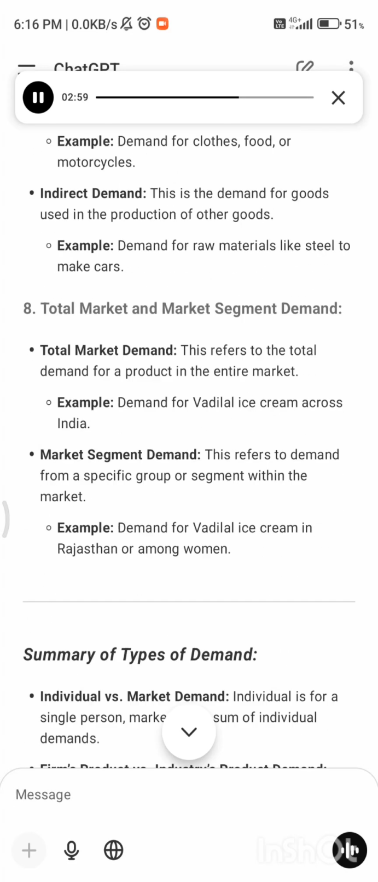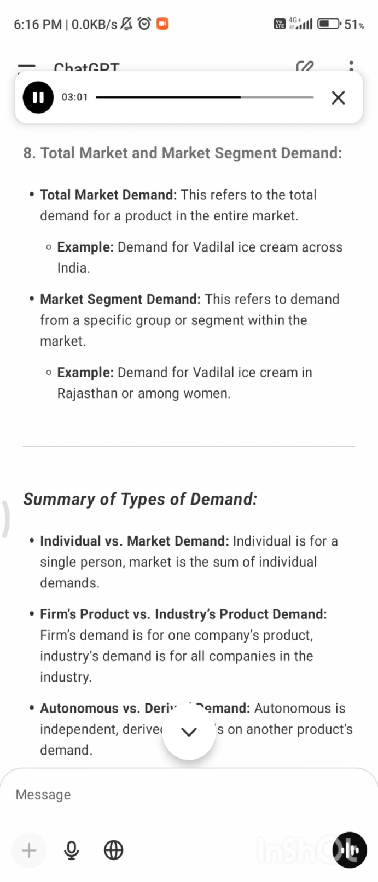8. Total market and market segment demand. Total market demand. This refers to the total demand for a product in the entire market. Example: demand for Vadilal ice cream across India. Market segment demand. This refers to demand from a specific group or segment within the market. Example: demand for Vadilal ice cream in Rajasthan or among women.